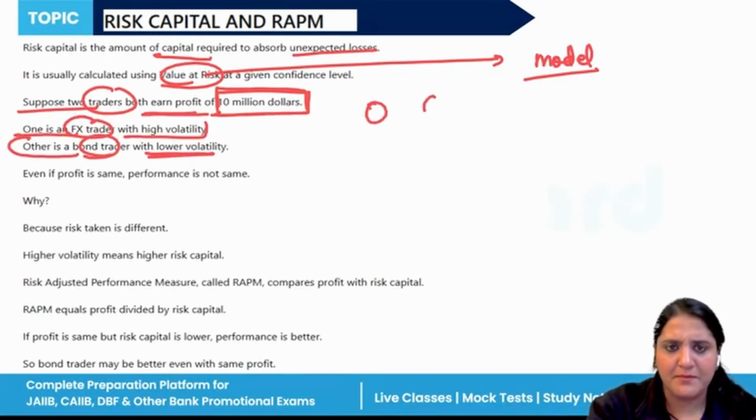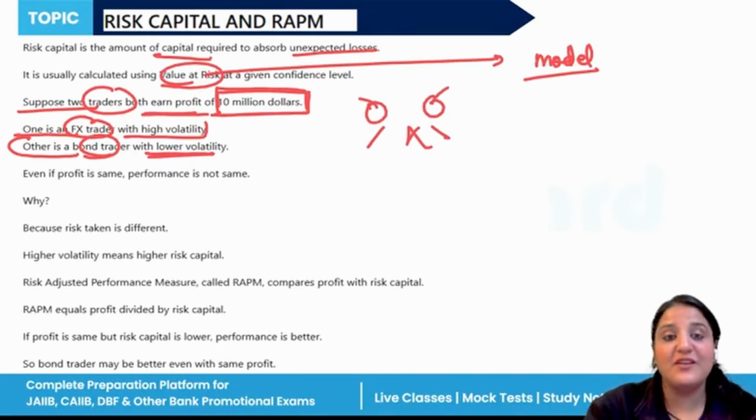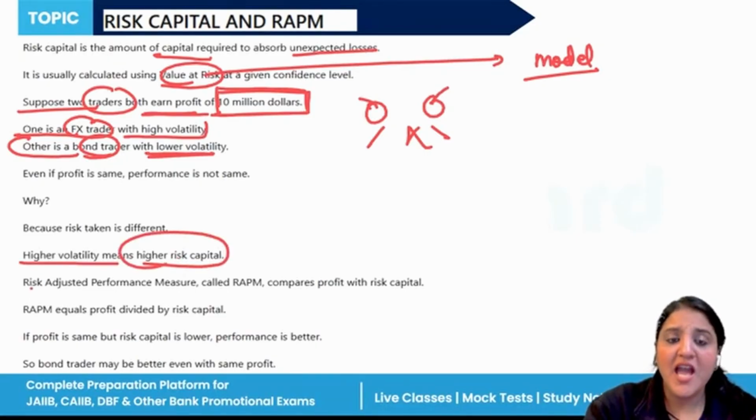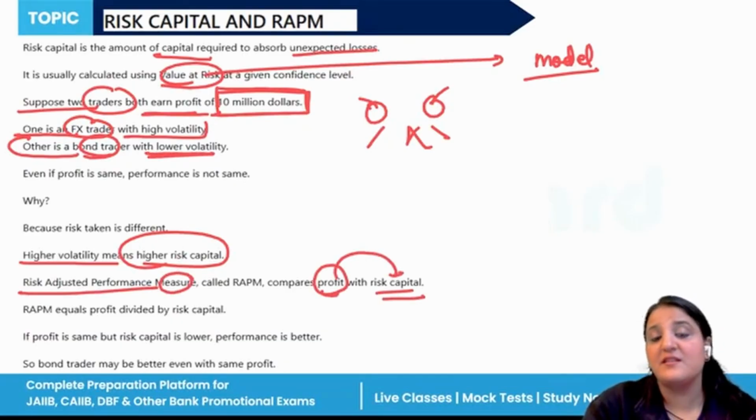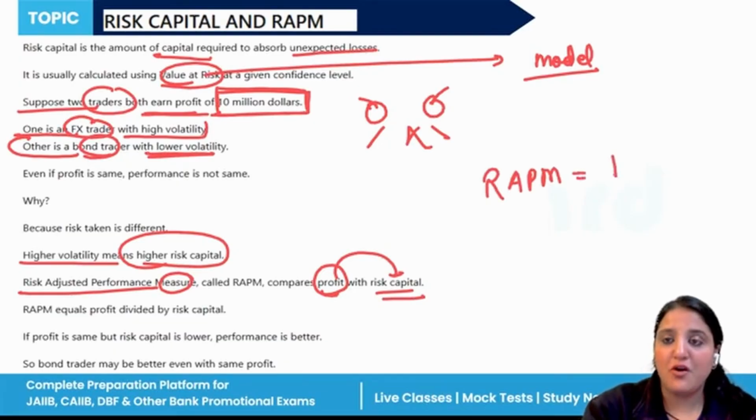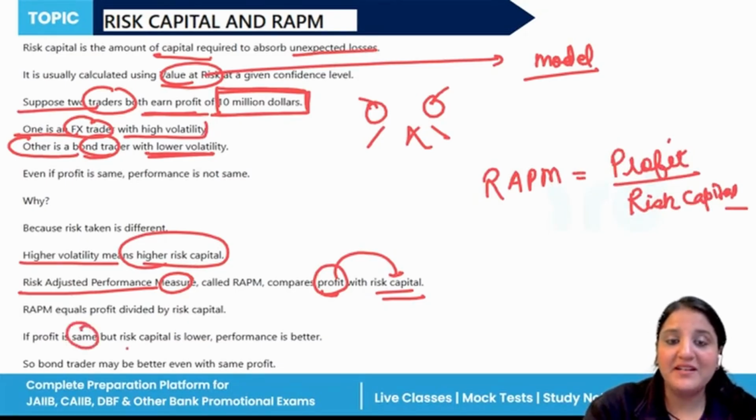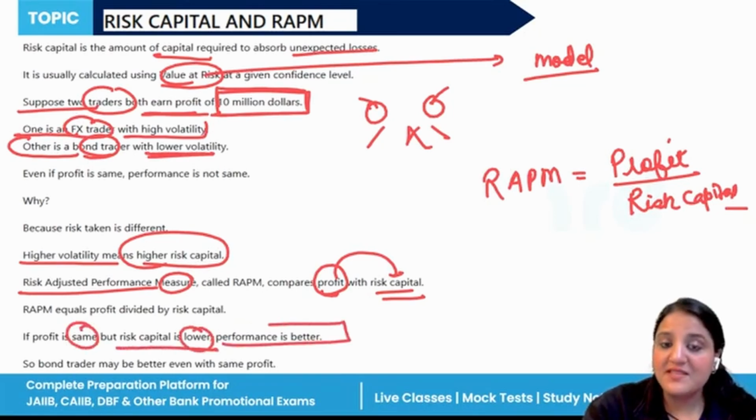Even though their profits are the same, performance is not the same. Why? Because both of them have taken risk differently. Higher volatility means higher risk capital. And risk adjusted performance measure always compares profit with the risk capital. That's why RAPM equals profit divided by the risk capital. If the profit is same but risk capital is lower, performance is better. So the bond trader may be better even with the same profit.